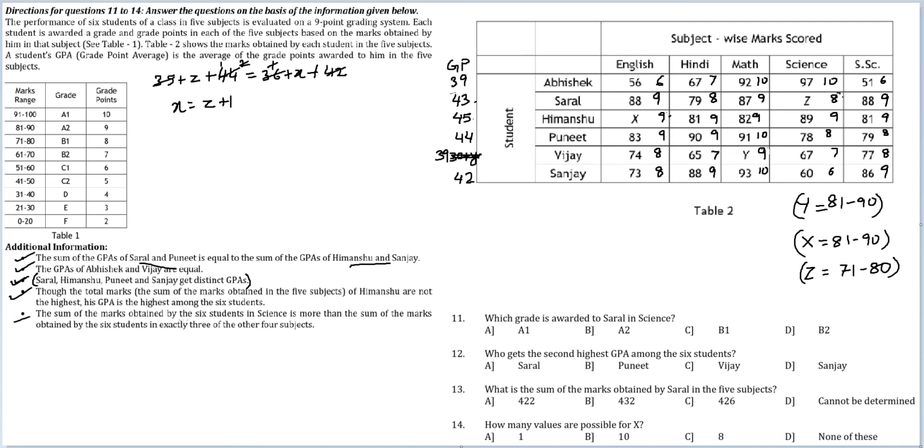Last point, the sum of marks obtained by 6 students in science is more than the sum of marks obtained by the 6 students in exactly 3 of the other 4 subjects. Okay, let's calculate the sum in science. How do I calculate? I know this one here is 81 to 90. I won't take care of it. Let me take care of these portions.